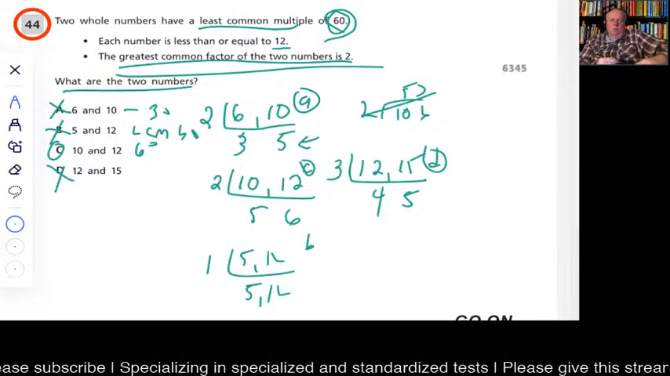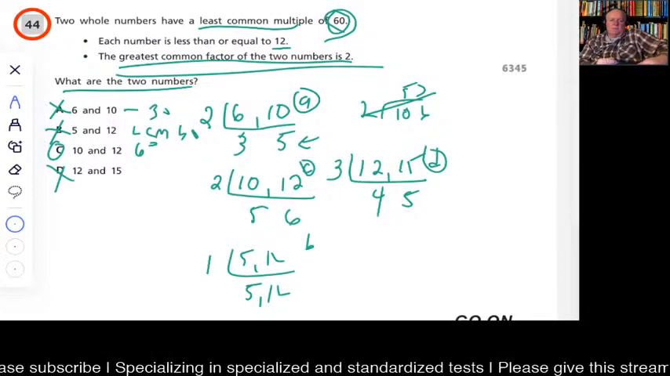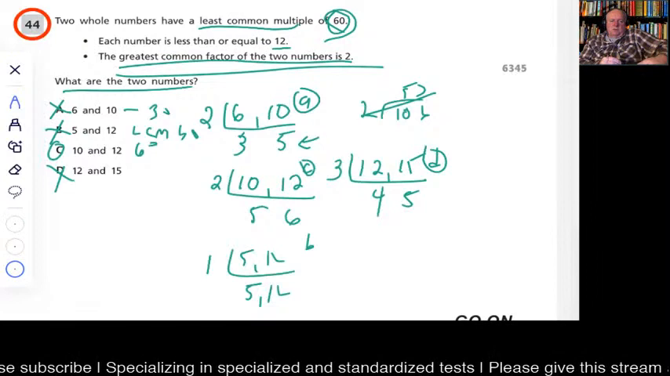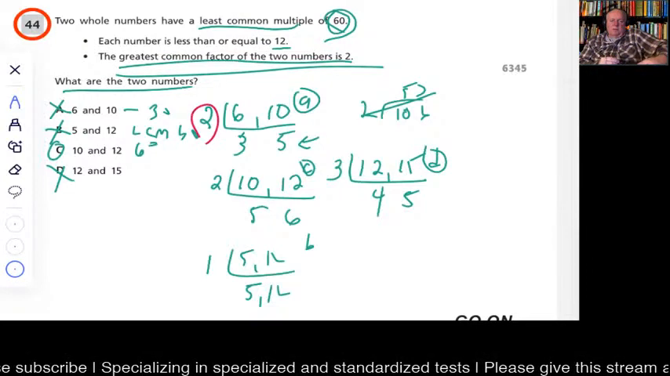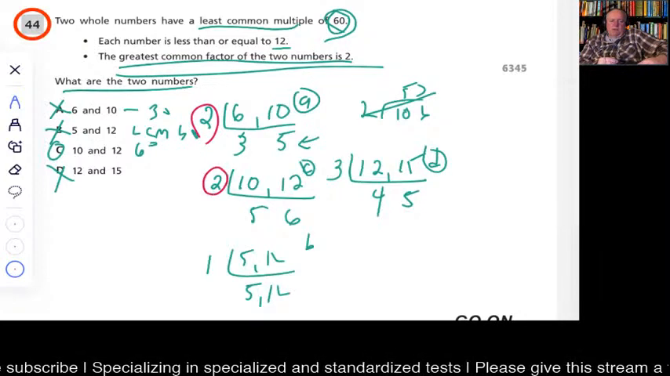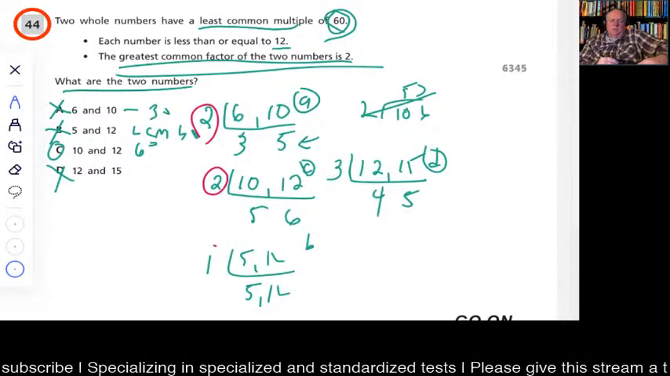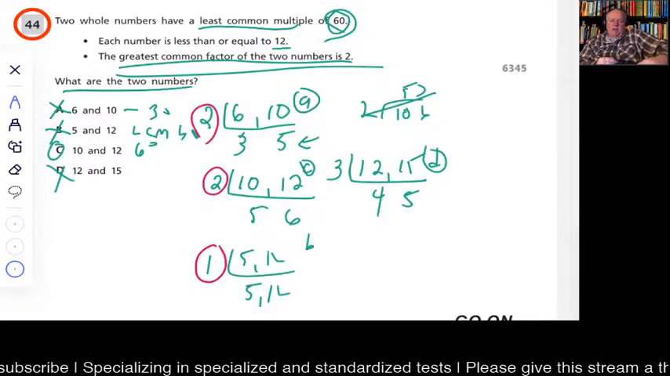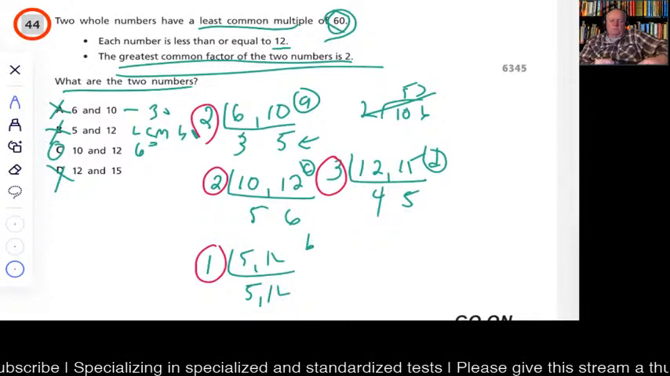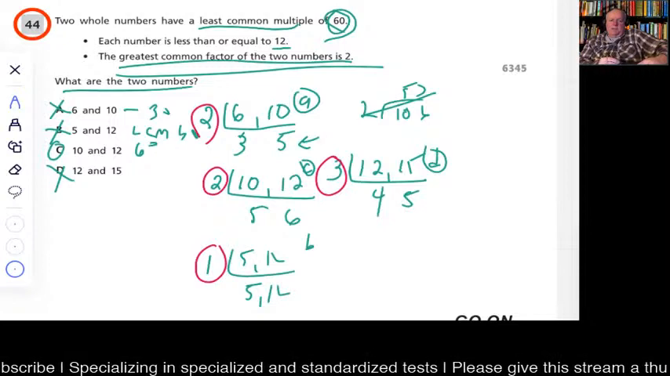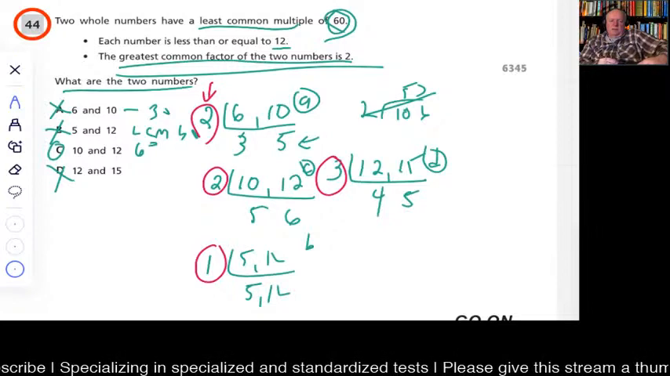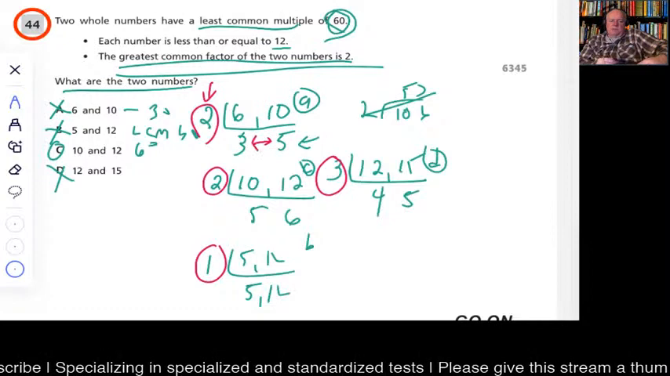So what we have now is the greatest common factor of each of these four groups. This 2 here is the greatest common factor of 6 and 10. This 2 here is the greatest common factor of 10 and 12. This number 1 here is the greatest common factor of 5 and 12. And this 3 here is the greatest common factor of 12 and 15. That's how we get the GCF, by using only the prime numbers going down on the outside until we run out of factors to try. So that's the technique.